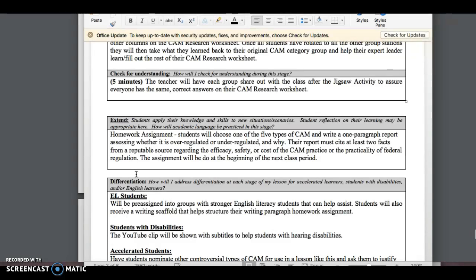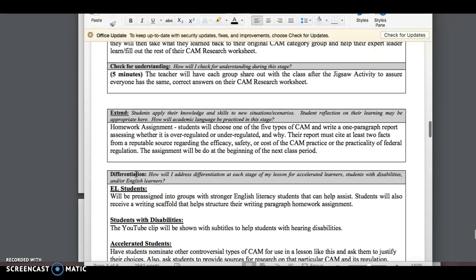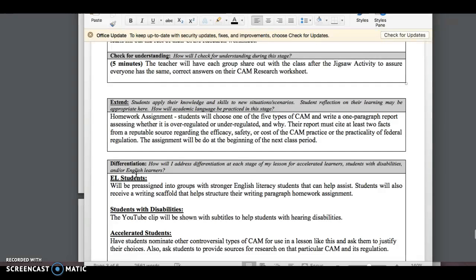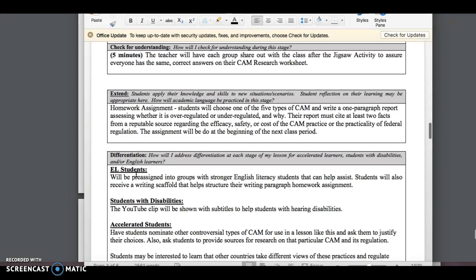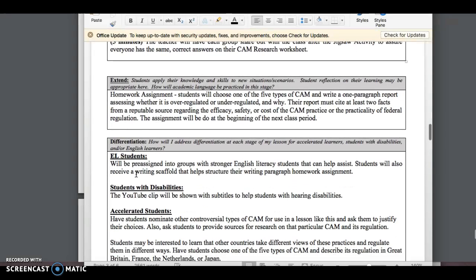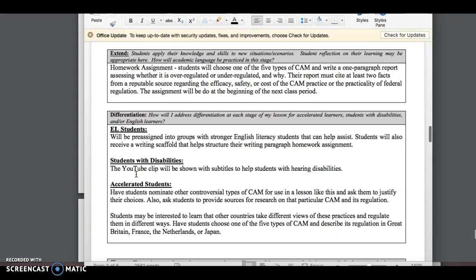And next, for the extend part, the teacher will assign the homework assignment, which will have students choose one of the 5 types of CAM and write a 1-paragraph report assessing whether it is overregulated or underregulated and why. Their report must cite at least 2 facts from a reputable source regarding the efficacy, safety, or cost of the CAM practice, or the practitioner or federal regulation. The assignment will be due at the beginning of class next period.